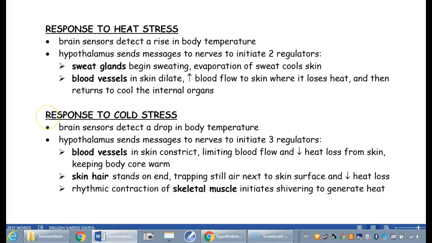In response to cold weather or cold air, cold stress, what's going to happen is an opposite response with respect to our blood vessels. Our blood vessels are going to constrict, and that's going to keep blood flow close to our vital organs and reduce heat loss through our skin. Our hair is going to stand on end, trapping some still air and acting as an insulator. And also the contractions of our skeletal muscles are going to initiate some shivering. That's going to use up some energy and generate heat through cellular respiration, and also just through friction in general.